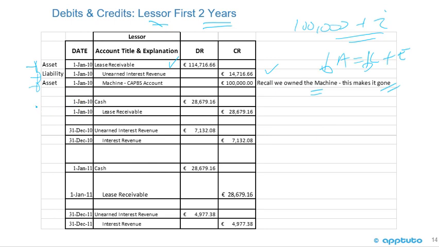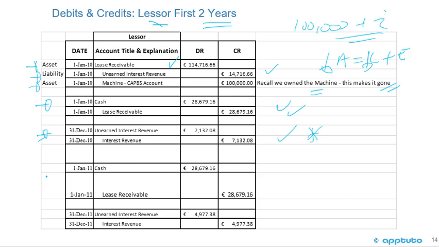Then we're going to receive that first payment. The cash payment is always the same, the $28,679, that's debit cash. We're going to credit the lease receivable, and at the end of the year, we're going to debit unearned interest revenue, and we're going to credit our interest revenue. Remember, from the lessee's point of view, they had an interest expense and an interest payable. We're the opposite side of that. We've got interest revenue, and we're going to debit the unearned interest revenue, okay, which we had up here.